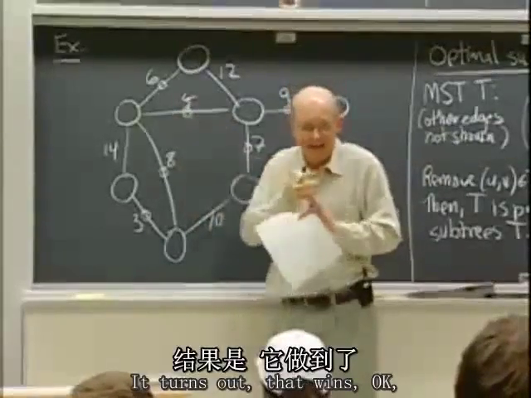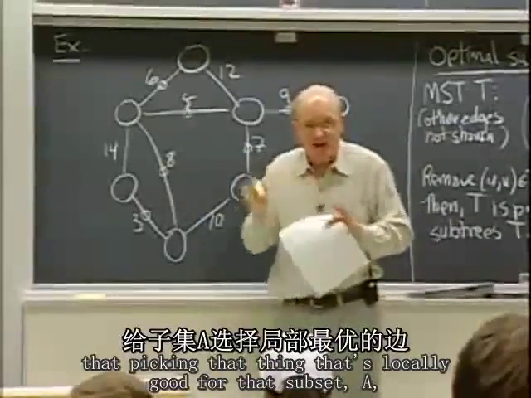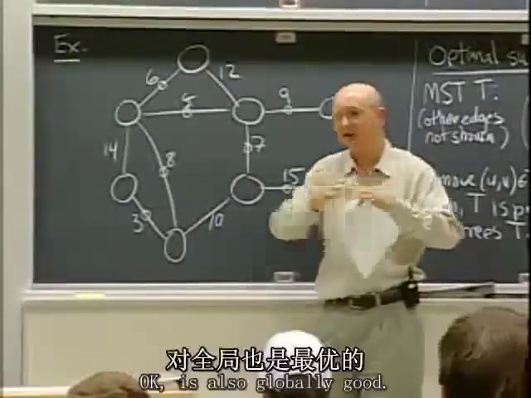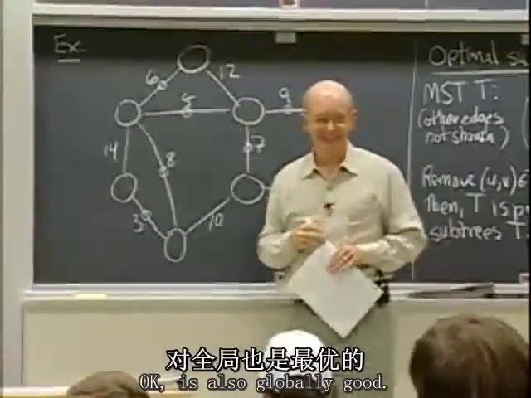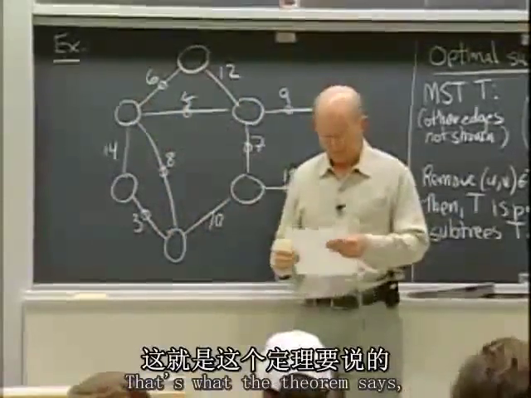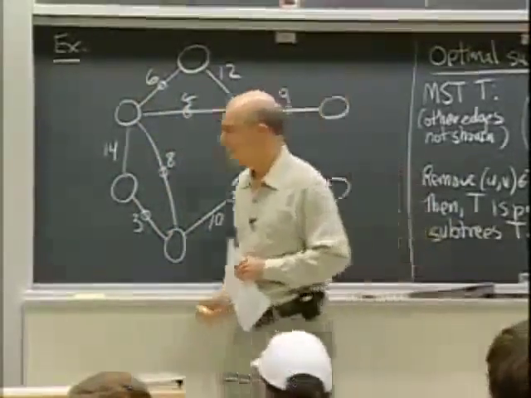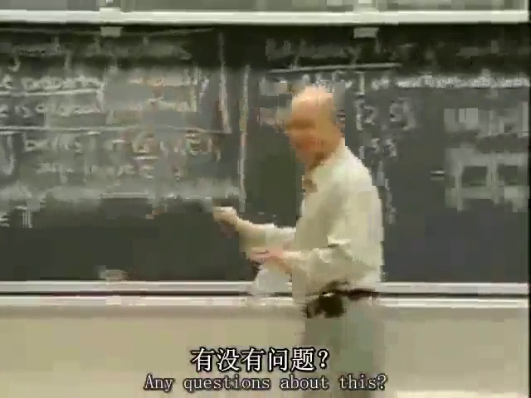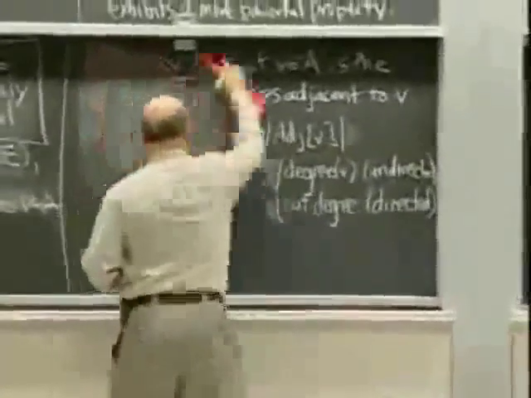Okay? That picking that thing that's locally good for that subset A is also globally good. It optimizes the overall function. That's what the theorem says. Okay? So let's prove this theorem. Any questions about this? Okay. Let's prove this theorem.